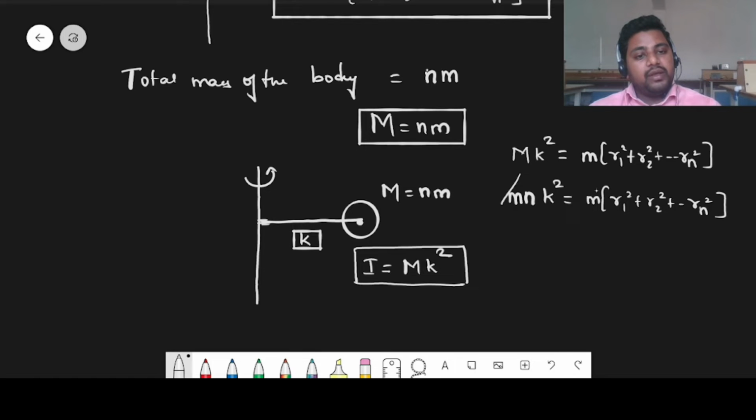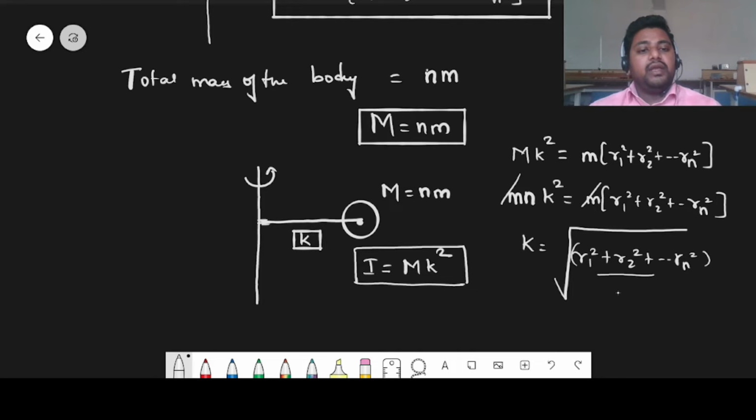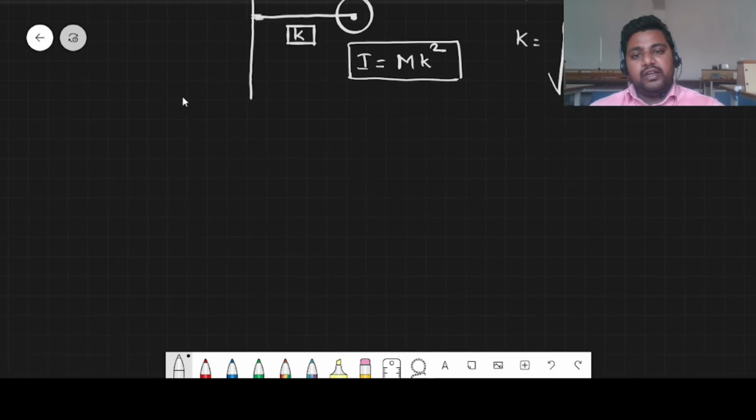So now these two m's get cancelled. So the value of k that you will get is the square root of r1 square plus r2 square plus up to so on rn square, divided by n. This is the general formula for radius of gyration. I hope you understood what radius of gyration is.